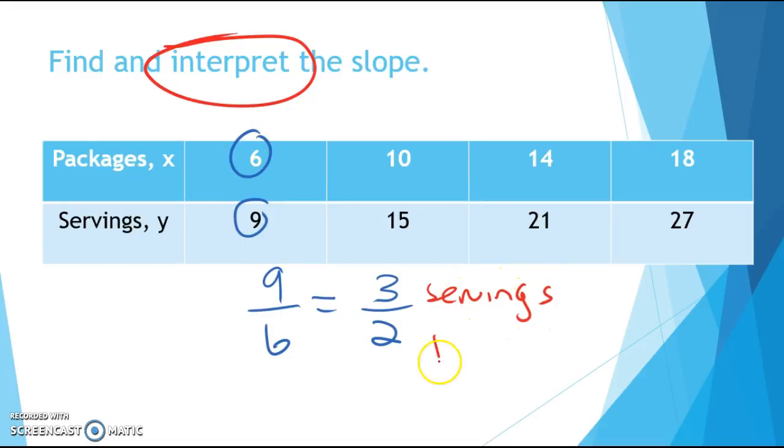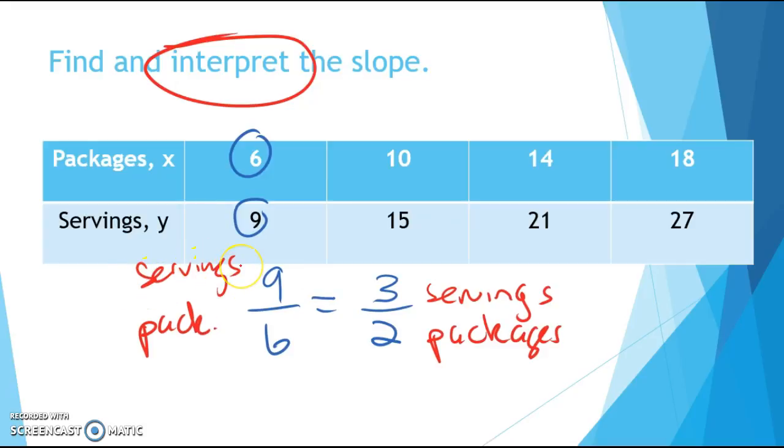And this 2 has to deal with packages. Just like when we started out, the 6 was our packages, and the 9 was our servings. So if you're interpreting this slope, all you have to say is something along the lines of, there are 3 servings for every 2 packages.